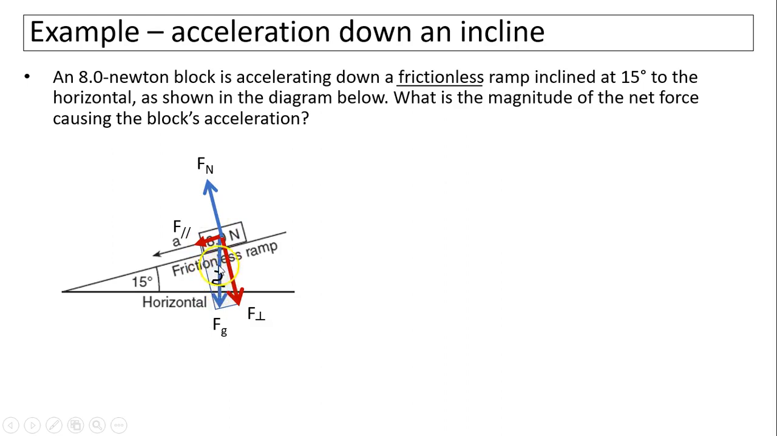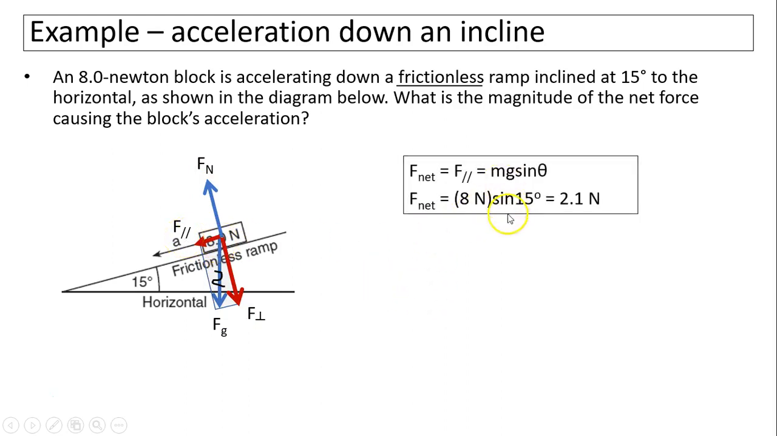Now Fg is the force at an angle, so we change Fg into F parallel and F perpendicular. As you can see, F perpendicular and F normal cancel because the block is not moving perpendicular to the incline. So that gives us the net force equals F parallel. F parallel is mg sine theta. So 8 times sine 15 degrees, you have 2.1 newtons.